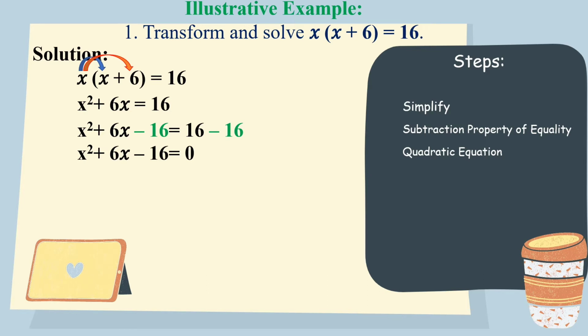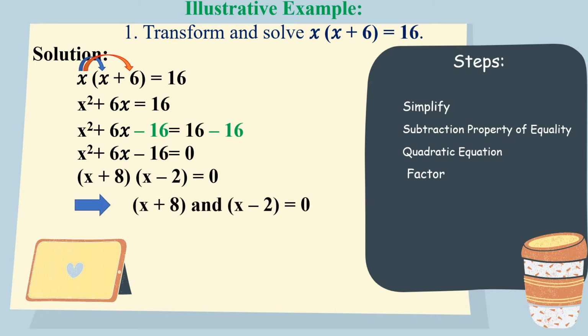What are the two factors of negative 16 that will give us sum of positive 6? Very good! We have positive 8 and negative 2. And that will be x plus 8 and x minus 2. Then, equate the factors to 0. So we'll have x plus 8 is equal to 0 and x minus 2 is equal to 0.